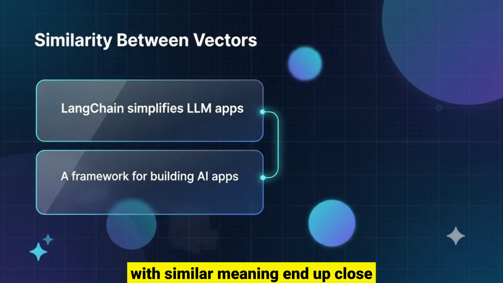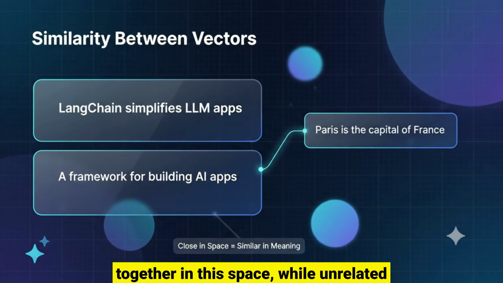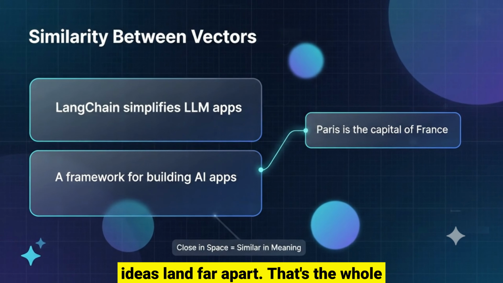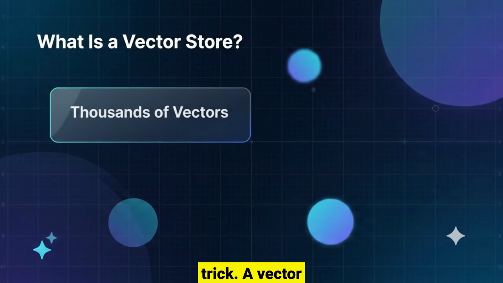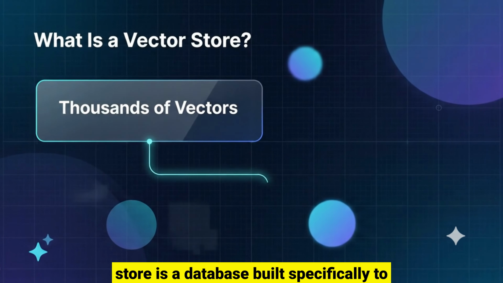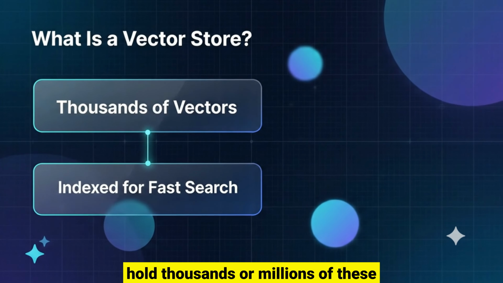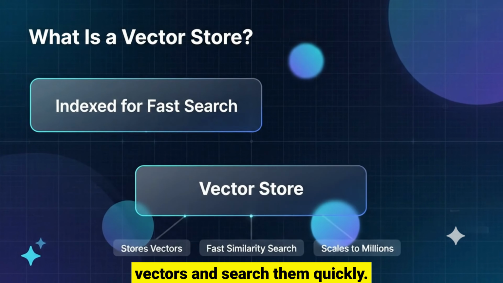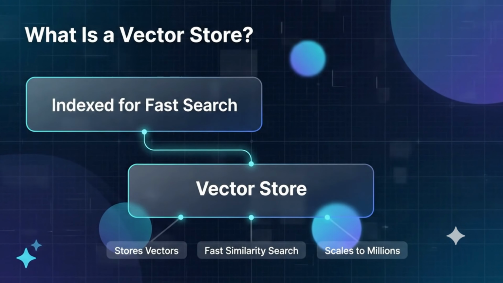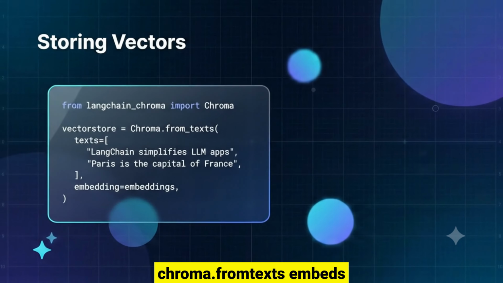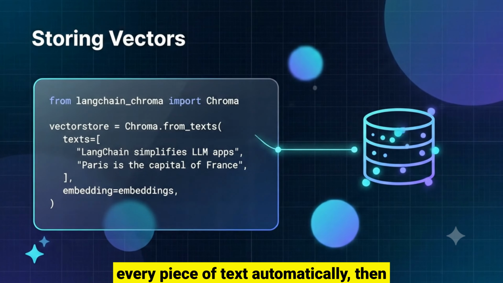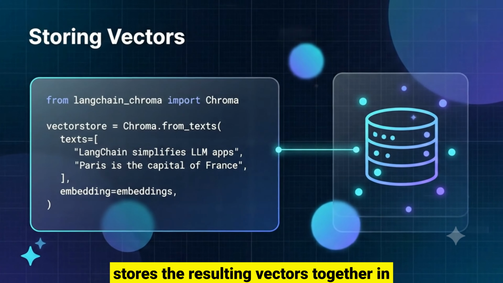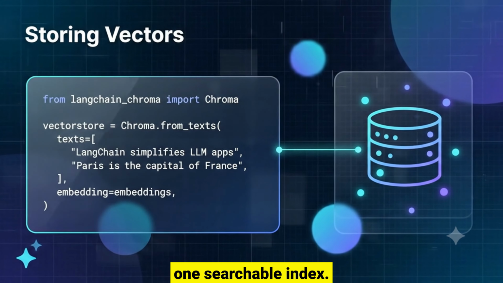Vectors with similar meaning end up close together in this space, while unrelated ideas land far apart. That's the whole trick. A vector store is a database built specifically to hold thousands or millions of these vectors and search them quickly. Chroma.from_texts embeds every piece of text automatically, then stores the resulting vectors together in one searchable index.